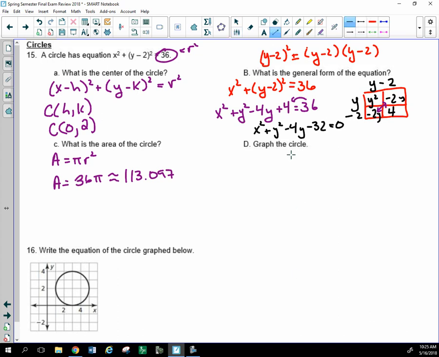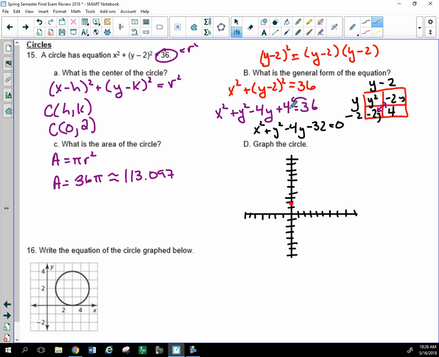Finally, they're asking me to graph the circle, so I'm going to set up a coordinate grid that looks something like this. Then I would put my little marks on here. I need a bunch of them, so I'll just put a bunch of marks on here to get my graph. All right, so I've got a graph here. First thing I do is plot my center, which is (0, 2), so I'd put a point at my center.